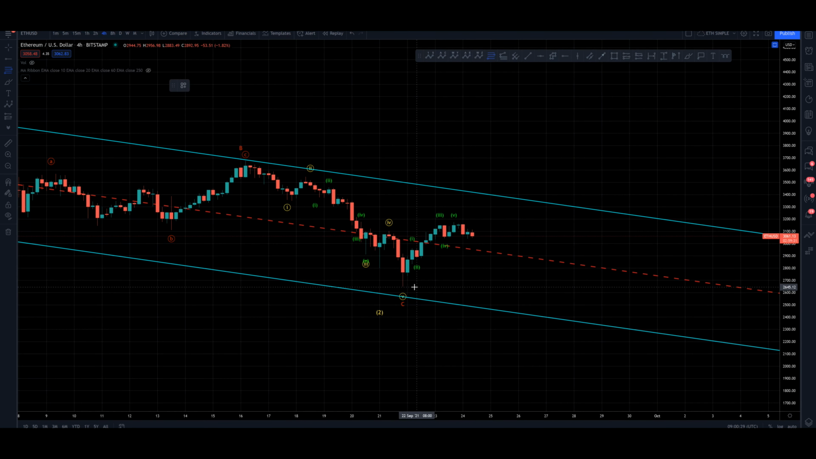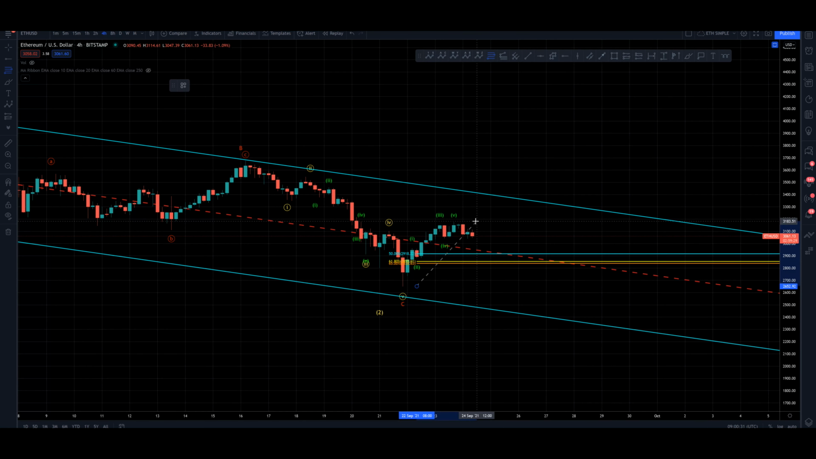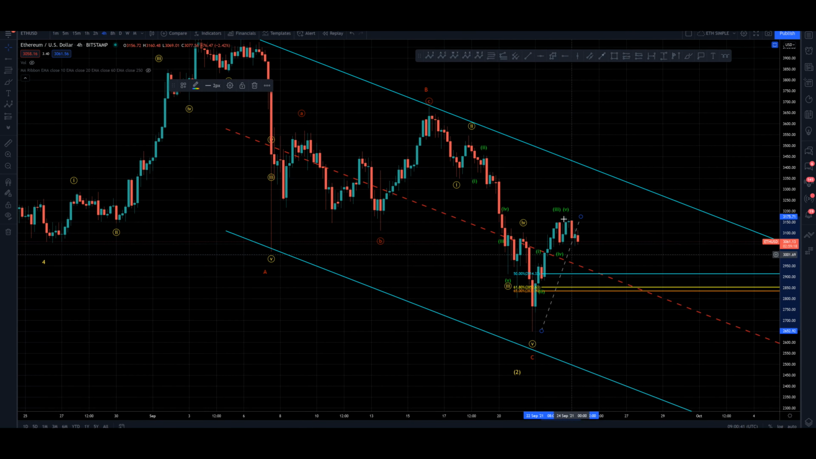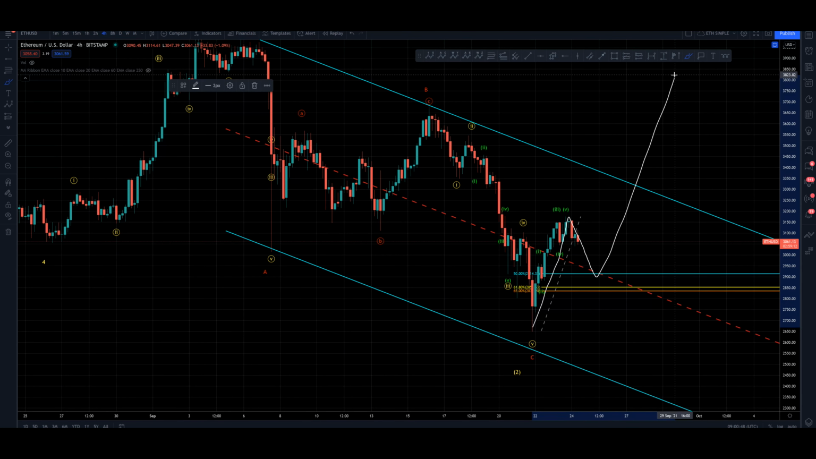So we'd be looking for 50 to 61.8%. It doesn't have to be that deep, but that's the area we'd probably be looking at. So around 2,914 to 2,852. We would expect to see the price pull back, and then that would be wave 1, wave 2, wave 3, wave 4, and then off up to a new high. Okay.